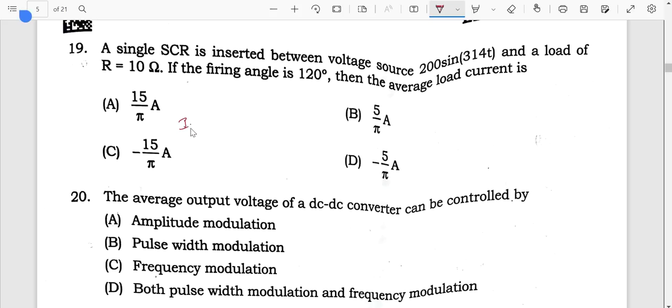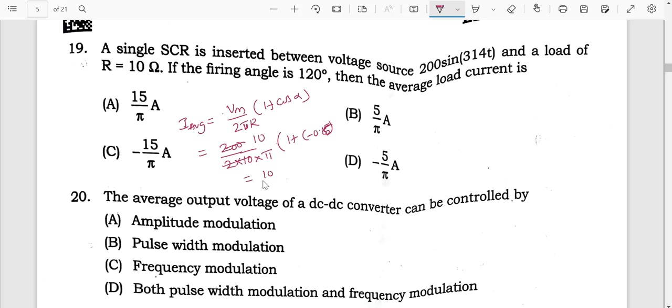Average load current is equal to Vm by 2 pi R into (1 plus cos alpha). So what is the Vm value? It's 200 divided by 2 into R value 10 into pi, into 1 plus cos 120, which is minus 0.5, so 1 minus 0.5, which is 0.5. So 10 by pi into 0.5, that is 5 by pi amperes. So B is the right answer for this question.